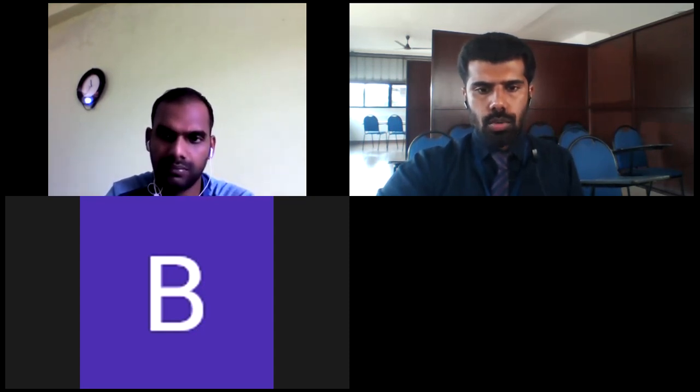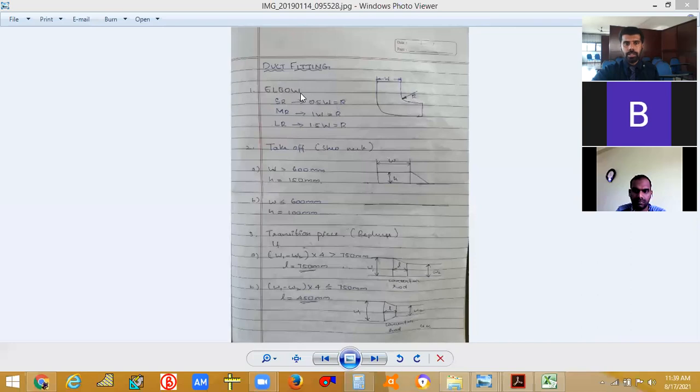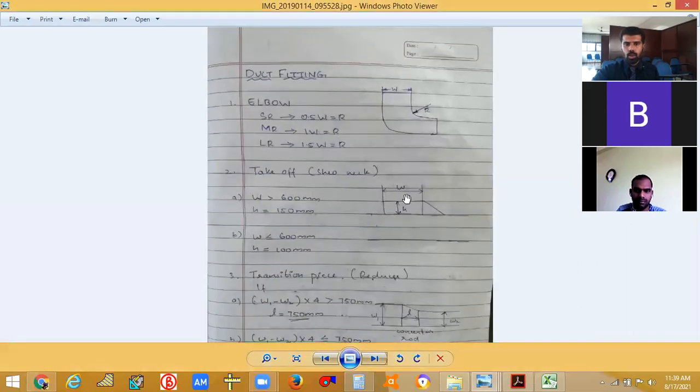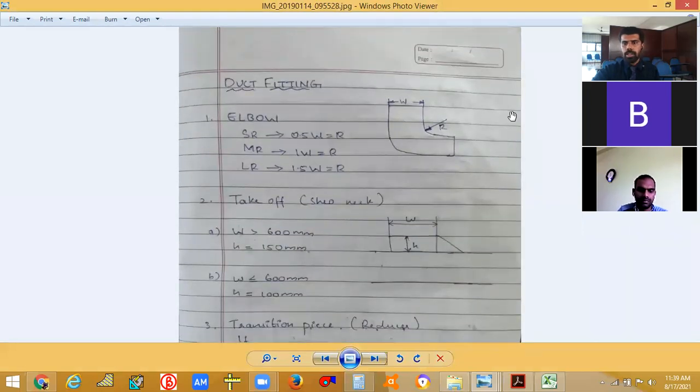So when you are dealing with this duct, write a heading: duct fitting. You can see elbows, shoe neck, transition piece like that. When you are drafting, this will be important.